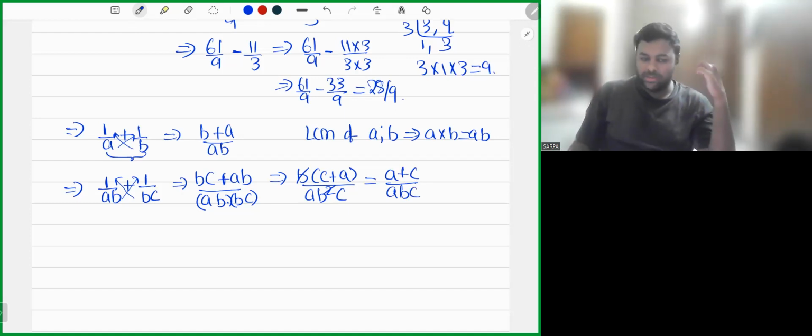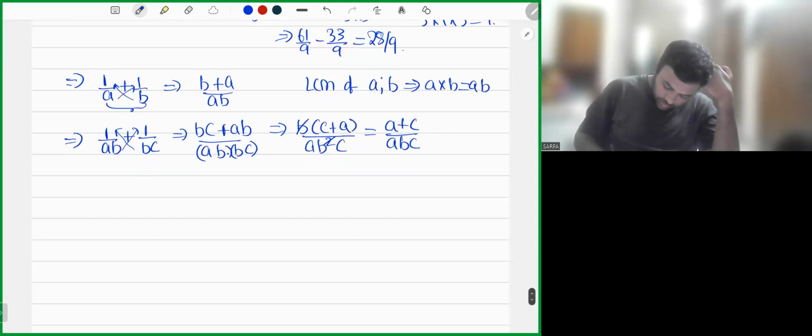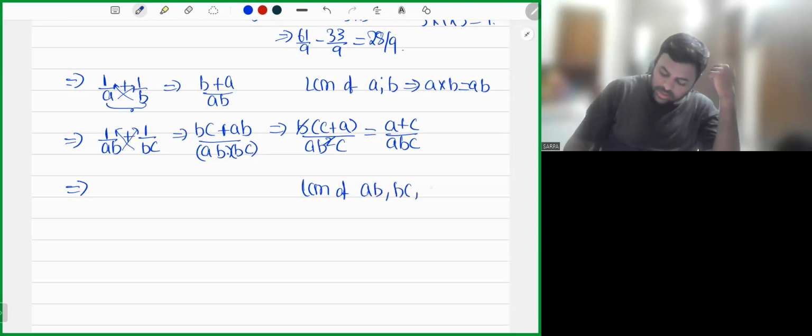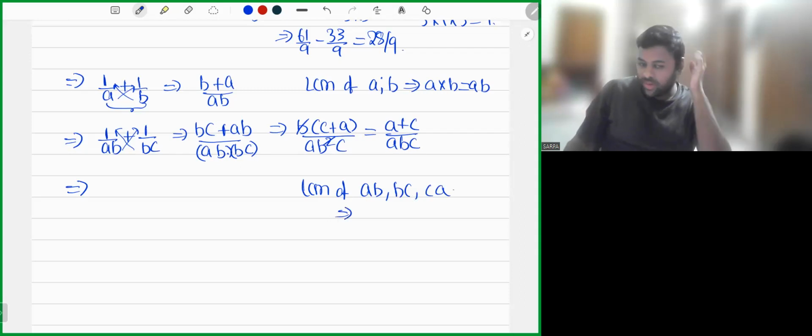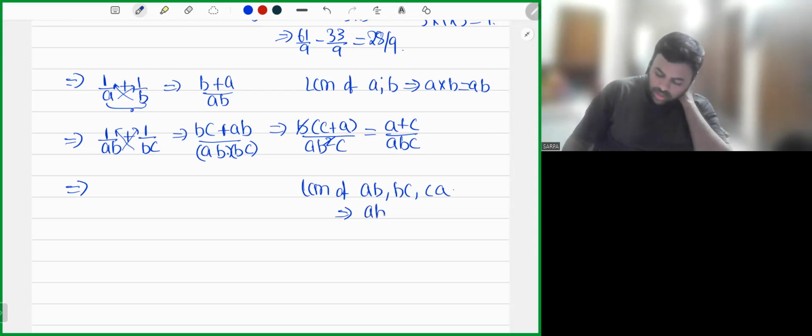Sir, please tell one more simpler rule. Okay, I'll tell you, there is no issue. Now, LCM of AB, BC, CA. When you are having variables like this, AB, BC, CA, remove the repetitions and take. So it will simply be ABC. Like you are having 1 by AB plus 1 by BC plus 1 by CA. Just remove the repetitions. It will be ABC.